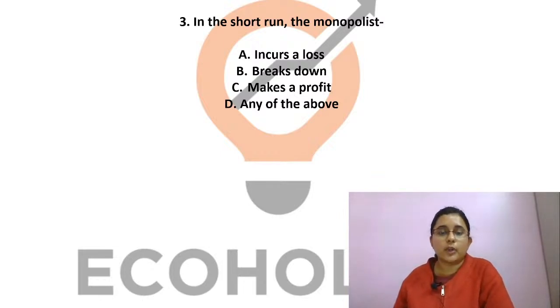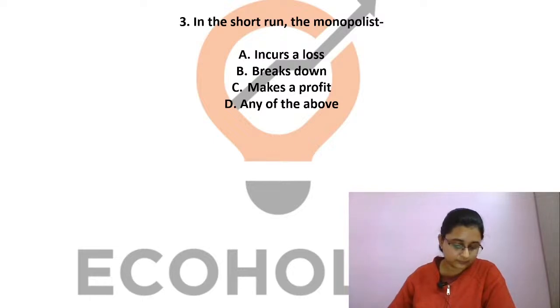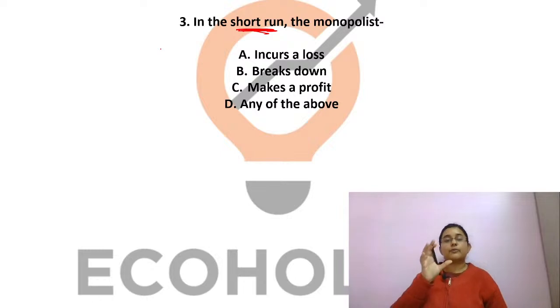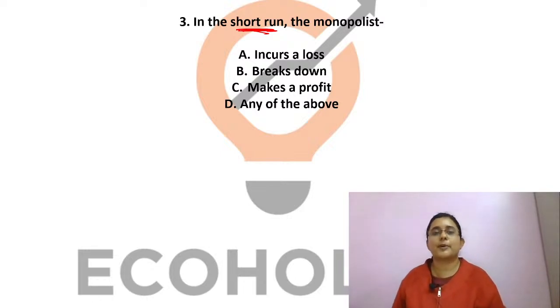In the short run, the monopolist, option A, incurs a loss, option B, breaks down, option C, makes a profit, option D, any of the above. What happens in short run for a monopolist? Tell me. Okay, Vasu Ahuja, you also gave me the right answer. Now you have to give me the right answer for this question as well. What can happen to a monopolist in the short run? The important thing to notice here is short run. Now you have to focus on this word, short run, and then think about your answer.